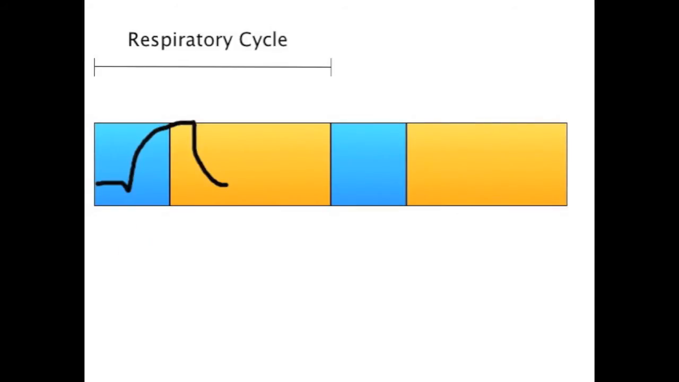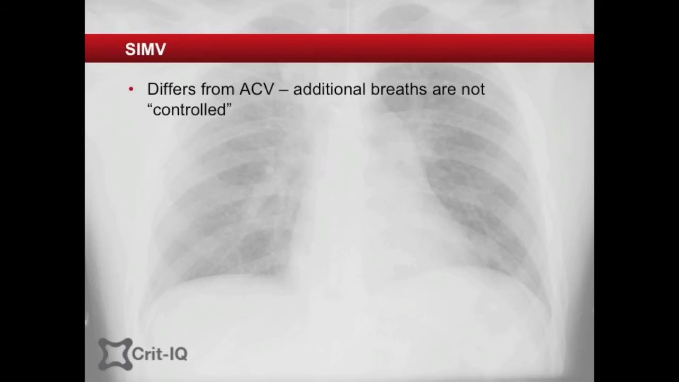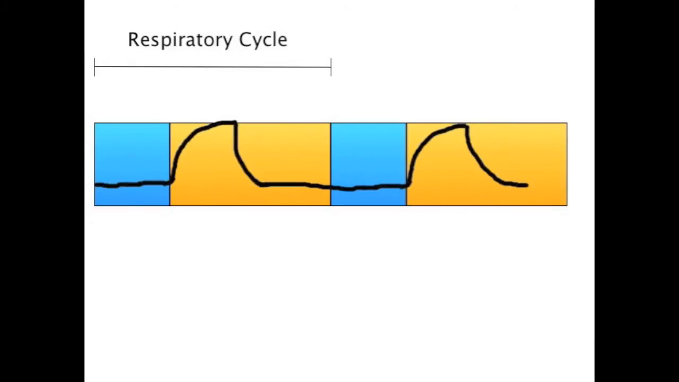In addition to the synchronized intermittent mandatory breaths, additional efforts by the patient will be supported by the ventilator. Unlike ACV, rather than delivering additional controlled breaths, the ventilator provides pressure to the circuit to assist inspiration. This is known as pressure support ventilation and is discussed further in a moment. In practice, SIMV may resemble controlled mandatory ventilation when the patient's effort is absent, able to fully ventilate the patient.